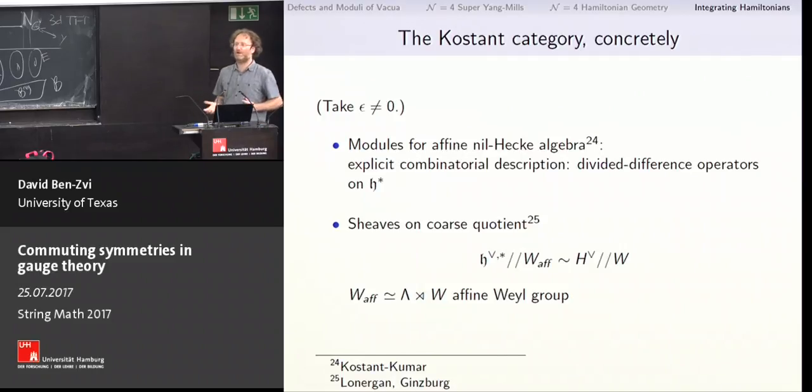Or you can make this very concretely. You can describe this category extremely concretely. It's modules for this affine nil-Hecke algebra, which is a very simple algebra you can write down explicitly. And recent works of Lonergan and Ginzburg identify this exactly with this category, with exactly sheaves on Cartan mod W.